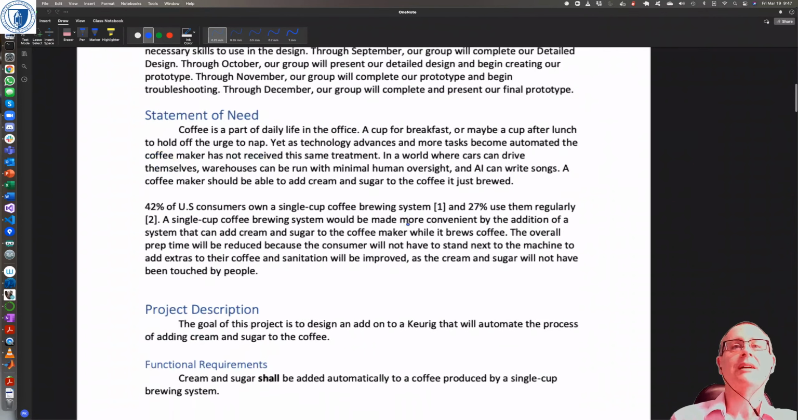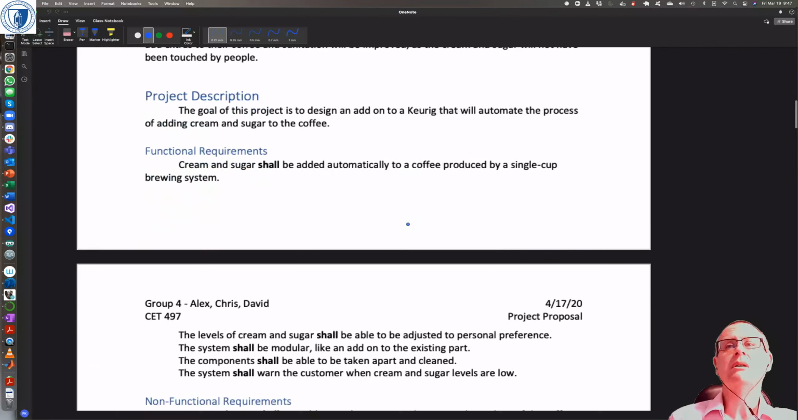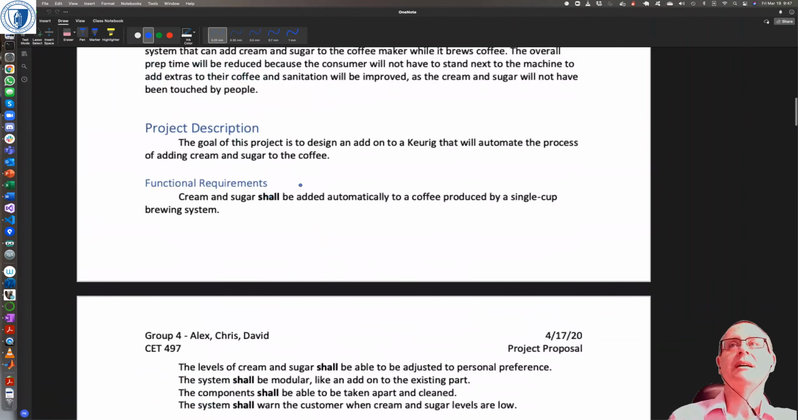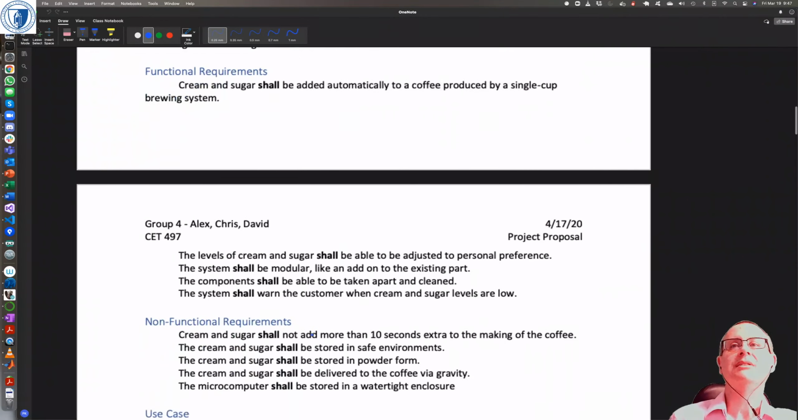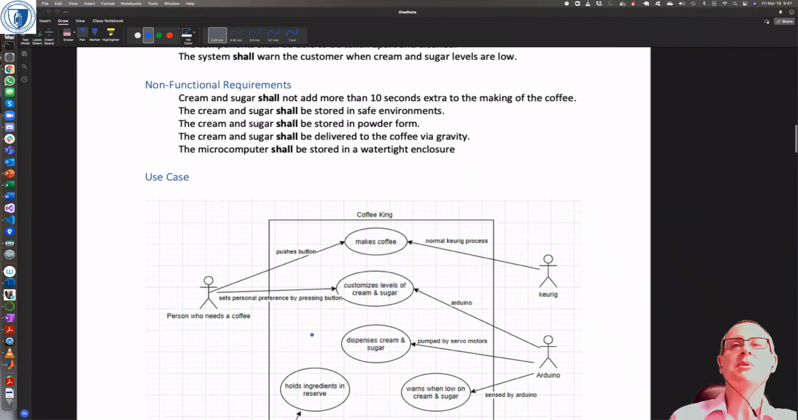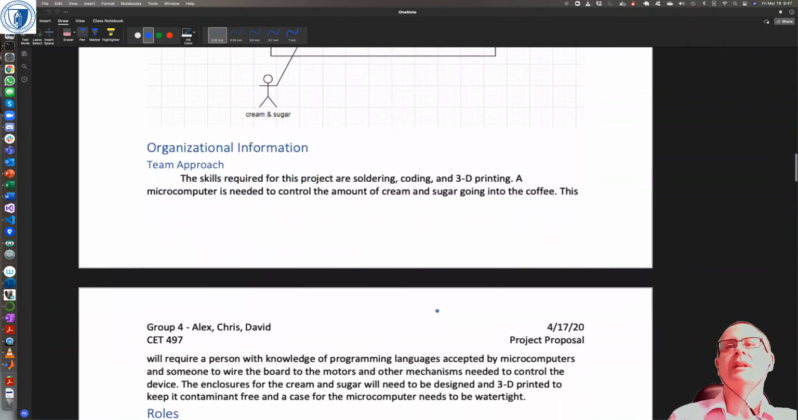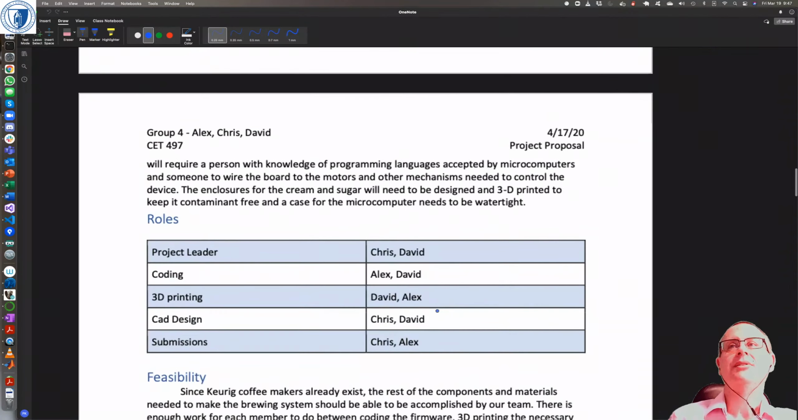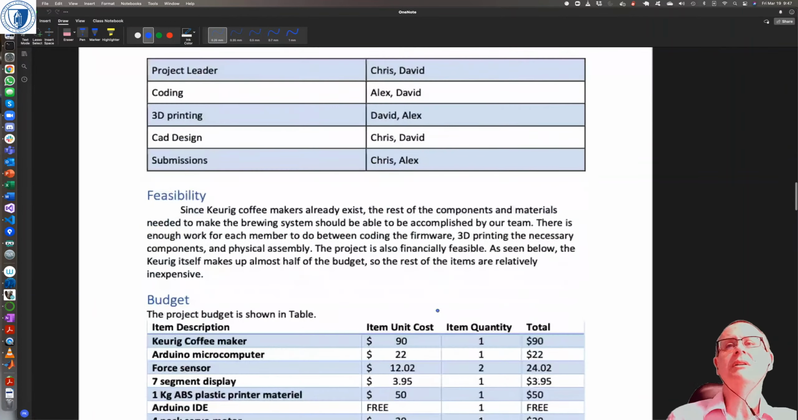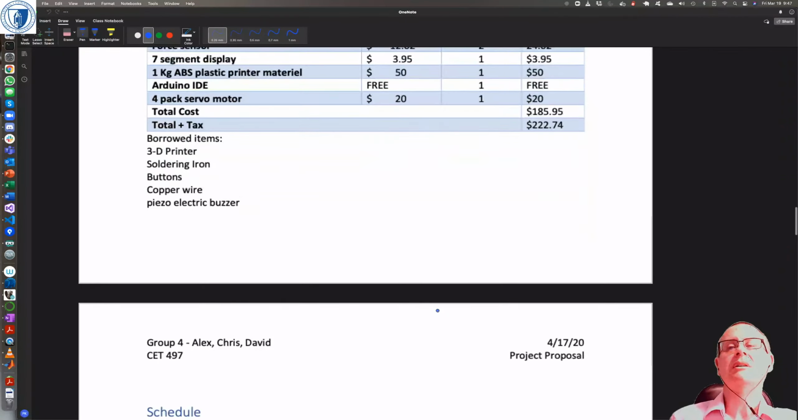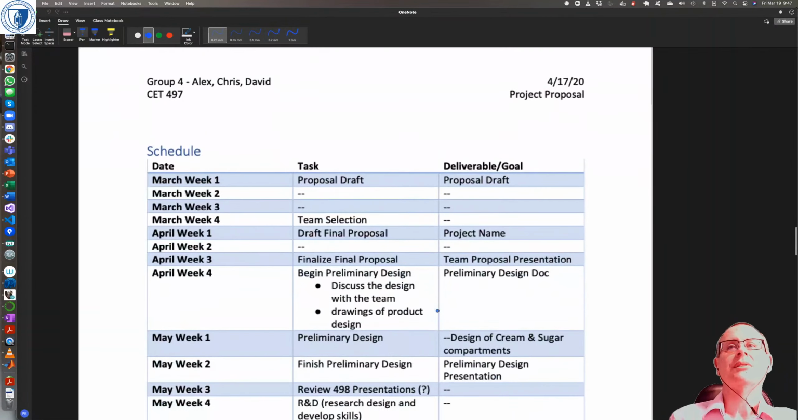right? It's not particularly long. It does have the functional and non-functional or cross-functional requirements. It does have a use case diagram. It has the organizational information. It has feasibility. It's got a budget. It's got a schedule.